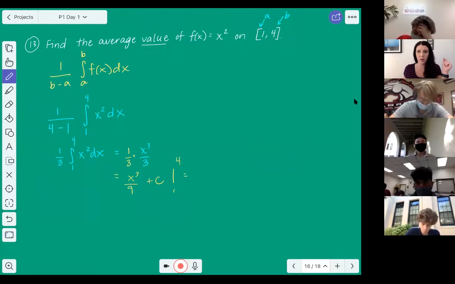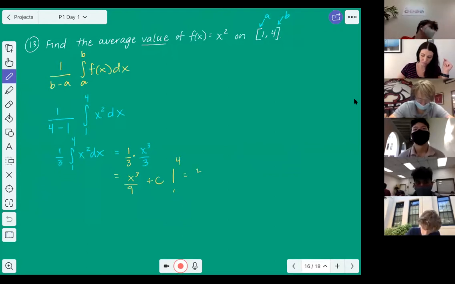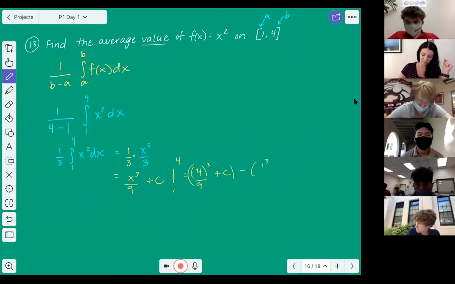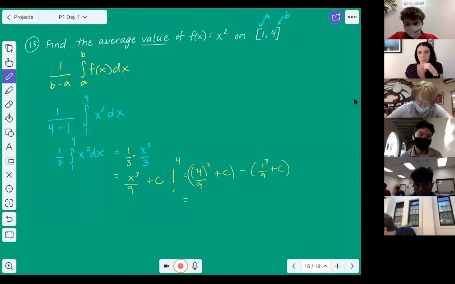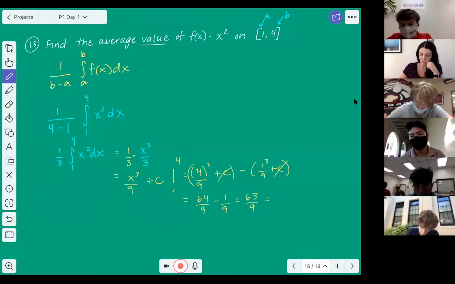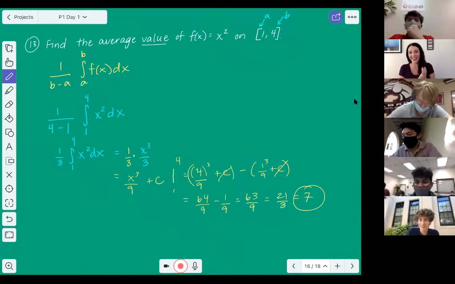You're going to start by plugging in 4 for x. So you're going to have 4 cubed over 9 plus c, that whole quantity minus 1 cubed over 9 plus c. Okay, keep going. And then the c's are going to cancel out, and you're going to get 64 ninths minus 1 ninth, which is going to end up being 63 ninths, or 21 thirds, or 7. We just really got to take our time to get there. Love it, Augie. Nice job.